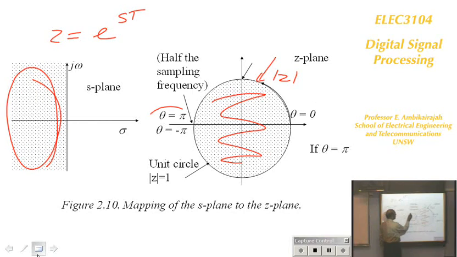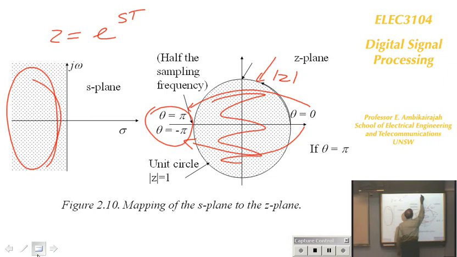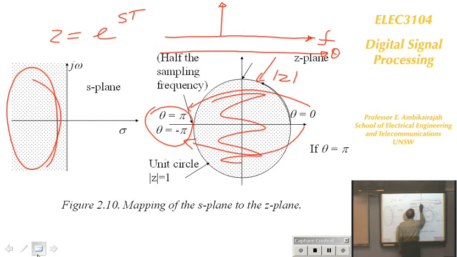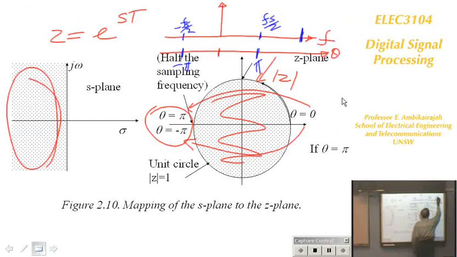And the theta is going from 0 to pi, and going from 0 to minus pi. Somebody asked me a question earlier in the class, what's the relationship between f, the analog frequency, and theta? Theta is the digital frequency. You will find that the analog frequency fs over 2, half the sampling frequency, is going to be pi. And if this is minus fs over 2 in analog, in digital it's minus pi. And if you go for sampling frequency fs here, this will become 2 pi.